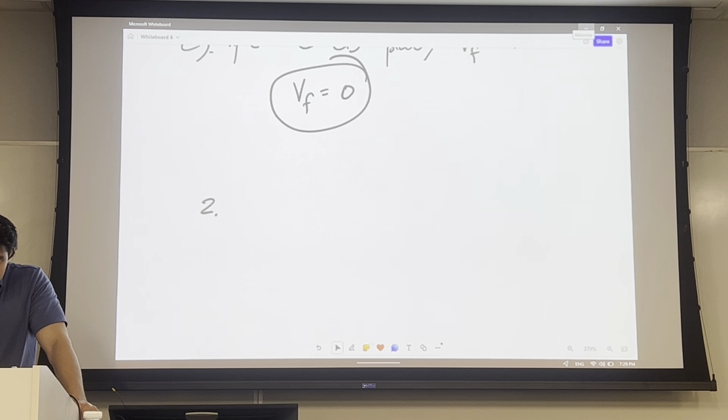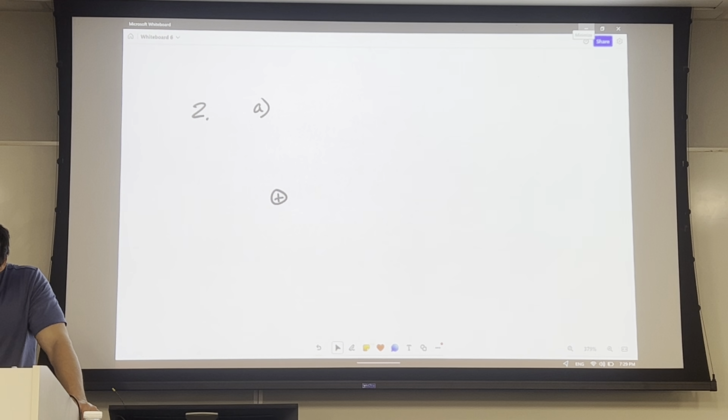Problem 2, I ask you to draw the equipotential lines of a positive charge. So remember, equipotential lines are drawn perpendicular to the electric field lines. So let's begin with the electric field lines like this, like that, that.